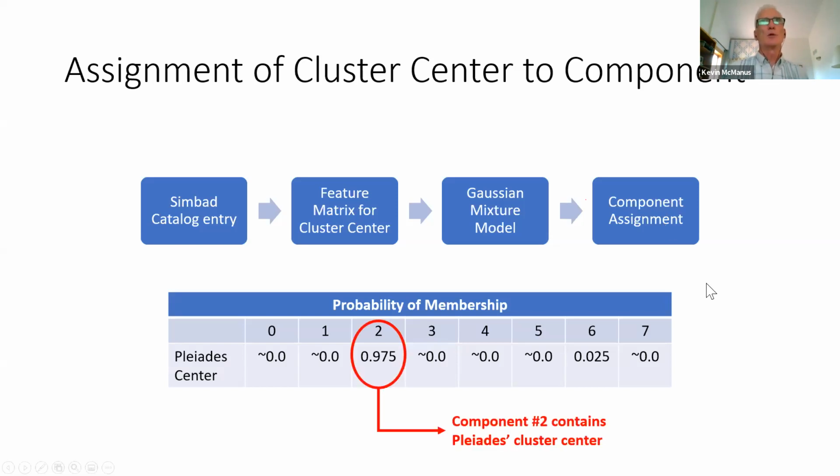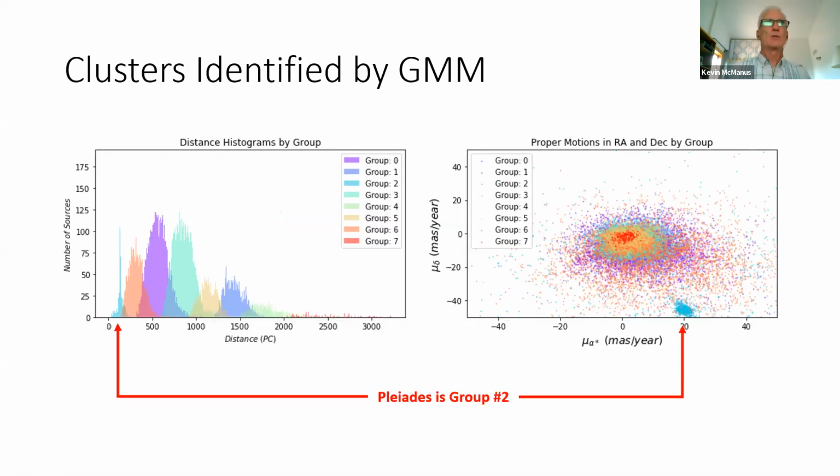And lo and behold, the Pleiades center has the highest probability of belonging to group number two, 97.5%. 2.5% chance of belonging to number six, and virtually zero chance of belonging to any of the other ones. So cluster number two is the guy. Going back to our diagram, cluster number two is the light blue ones, the one on the leftmost side of the screen at roughly 150 parsecs away, the light blue clump of stars there at proper motion minus 45 and 20.